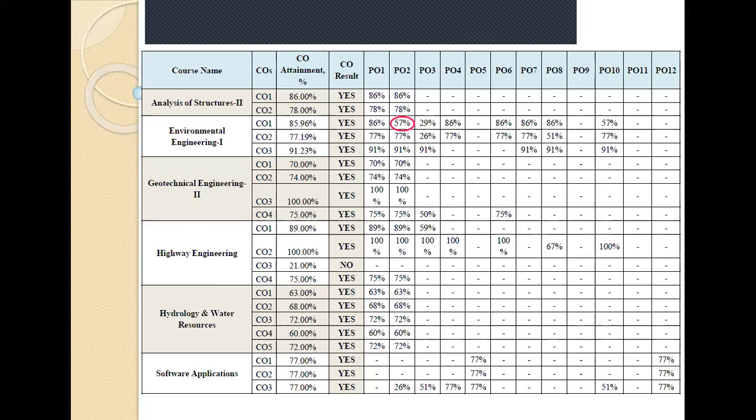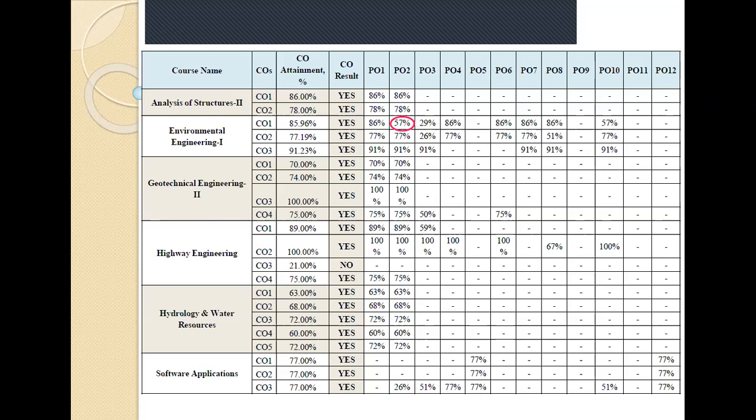So the total correlation value is 85. PO3 is 29. That is nothing but 86 divided by 3. So that is what we are doing. That means based upon the correlation, the percentage of distribution is going to be considered with the PO. That means the entire 86% is not included into the PO.